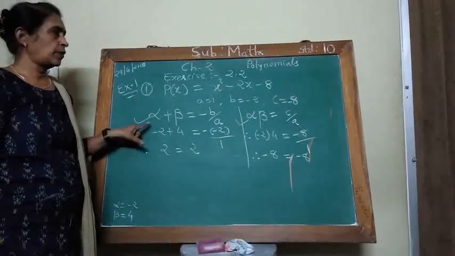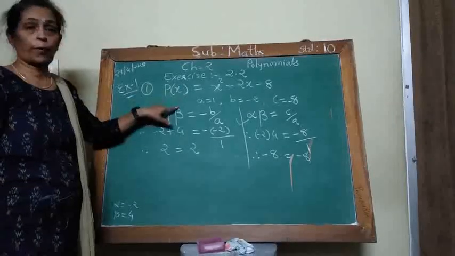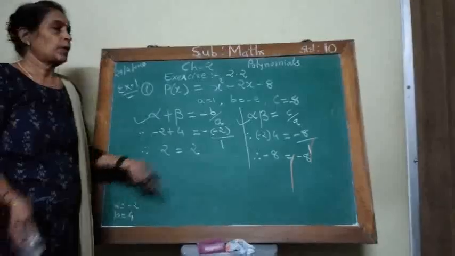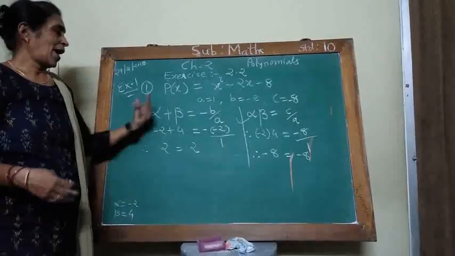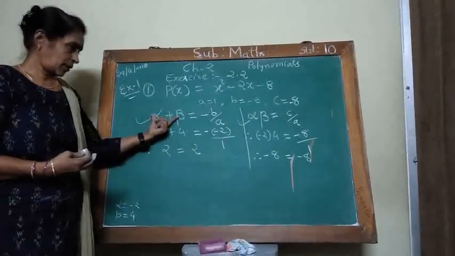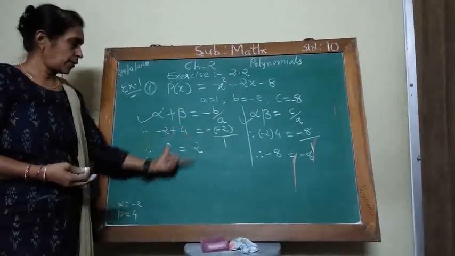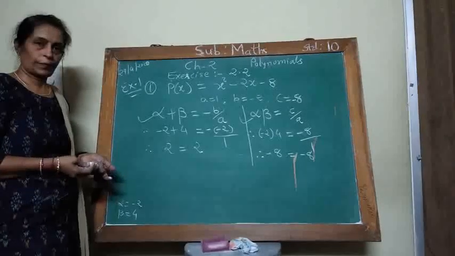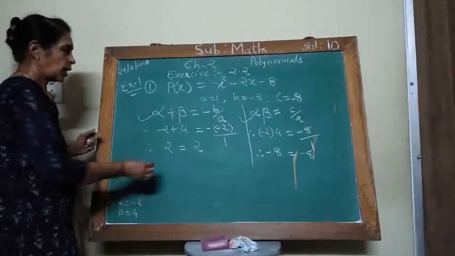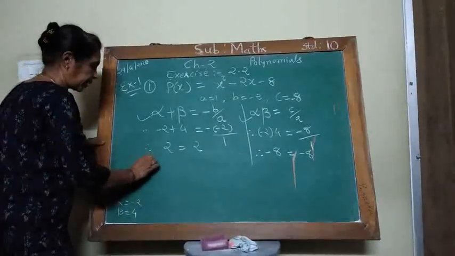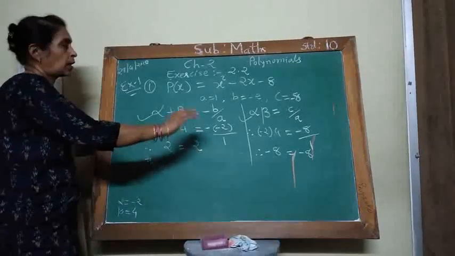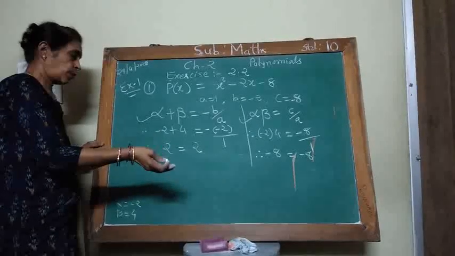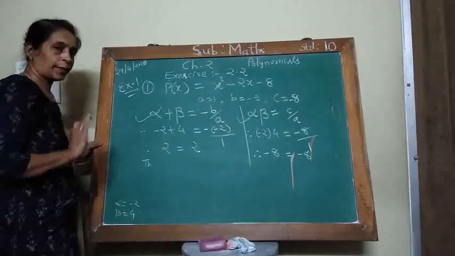Okay, in example 1 there are 6 polynomials of this type given. First you have to factorize, find alpha and beta, and then you write the formula and verify whether left hand side and right hand side are equal or not. This is the answer, and we have verified the relation between zeros and coefficients of the polynomial. At last you have to write one line.